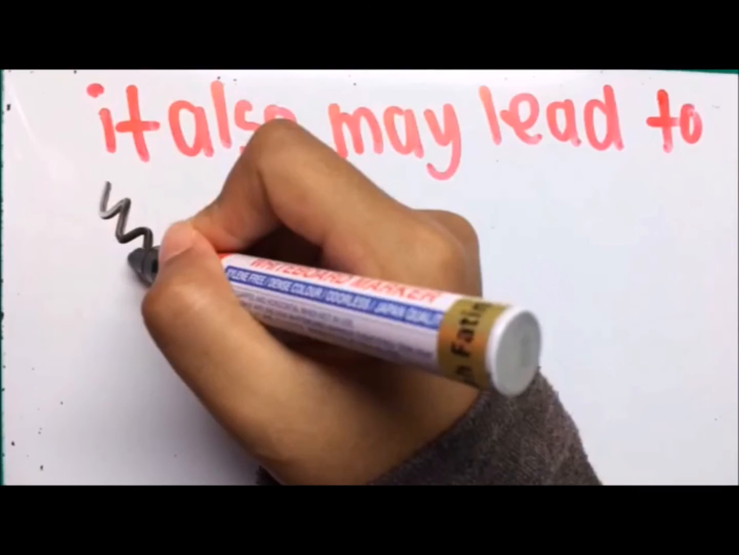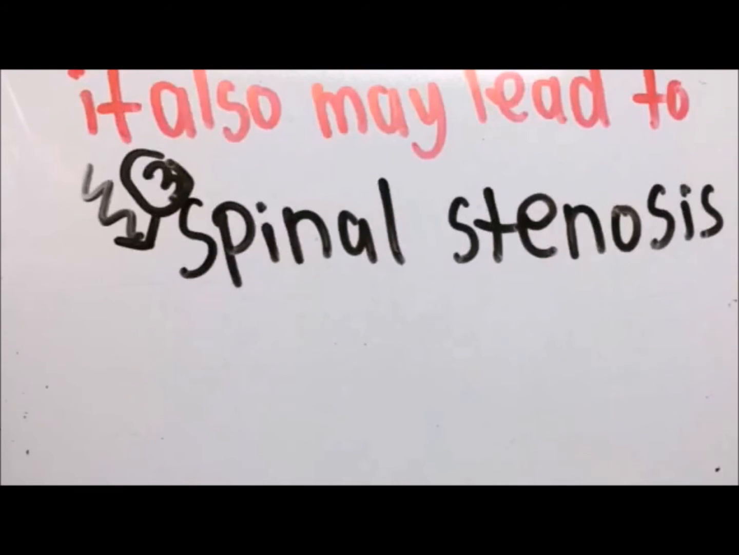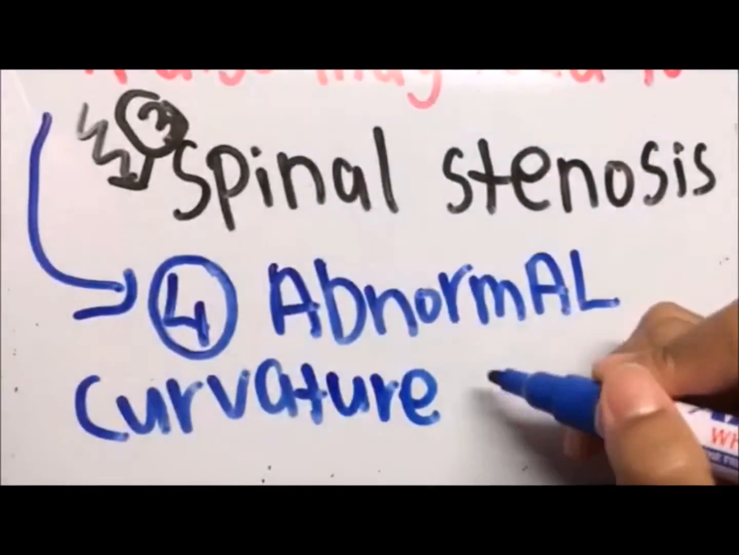Moreover, the dwarf man may have spinal stenosis. It occurs when the spinal canal is narrowing, which will compress the spinal cord. And finally, abnormal curvature, which divides into two, which are kyphosis and lordosis.